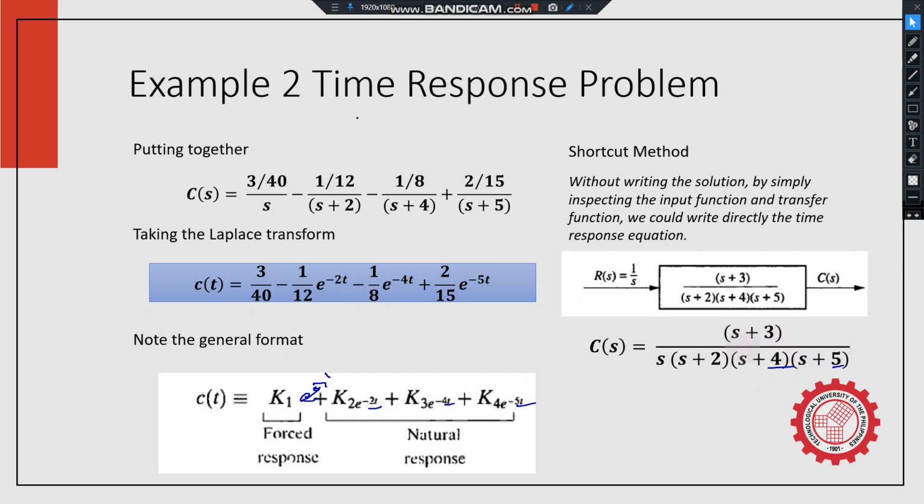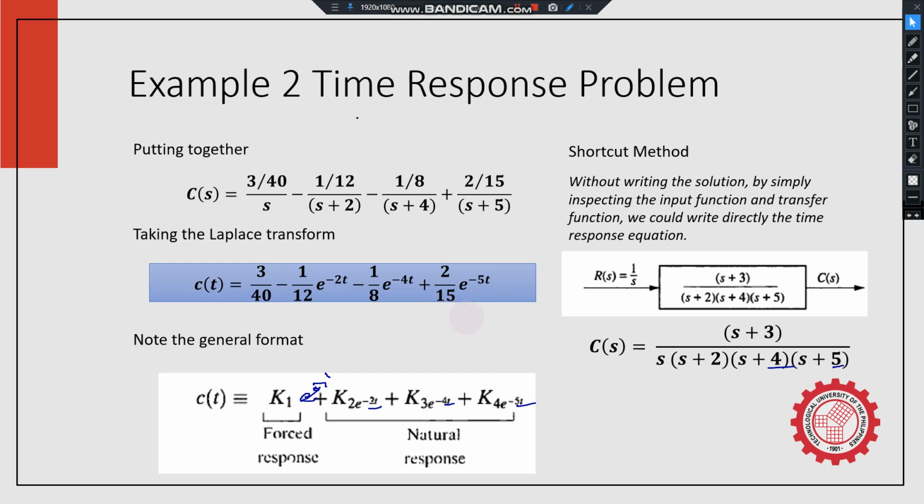Okay? And then lastly for K4, the denominator of K4 is S plus 5. So we eliminate S plus 5 here and set all the other S to negative 5. So negative 5 plus 3 is negative 2. Okay. So we have 2 here. And then mawawala yung negative because of the negative din sa denominator. So negative 5. And then here negative 5 plus 2 is negative 3. And then negative 5 plus 4 is negative 1. So negative times negative is negative. Okay, so we have here 15.